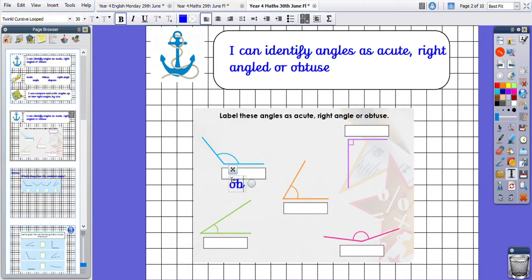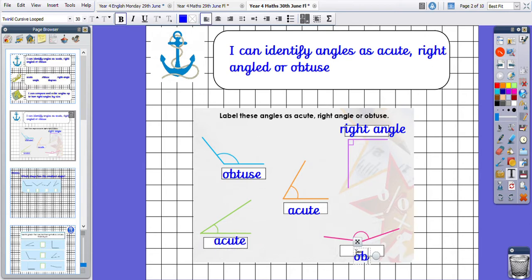Okay, so this angle is obtuse because it is more than 90 degrees. We have a right angle triangle here, right angle here. We have an acute angle, so less than 90, another acute angle, and a final obtuse angle. So well done if you got those correct.